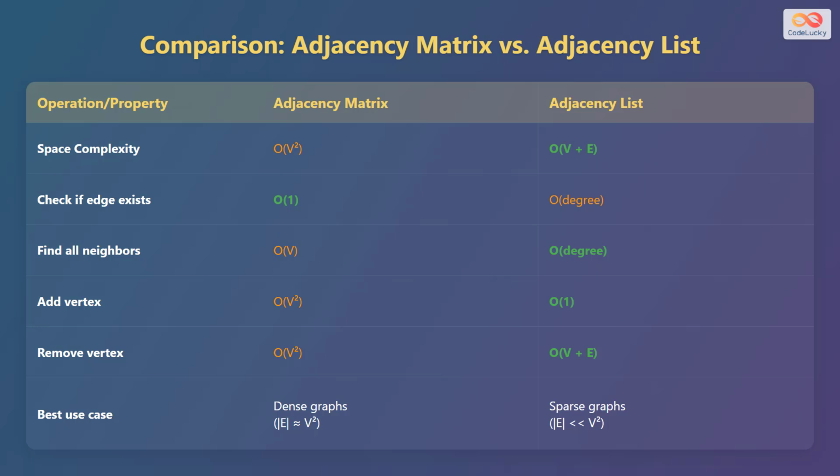Removing a vertex takes O(V squared) in adjacency matrix, while it takes O(V + E) in adjacency list, making adjacency list better. Adjacency matrix is best used for dense graphs where the number of edges is approximately equal to V squared, while adjacency list is best used for sparse graphs where the number of edges is much less than V squared.